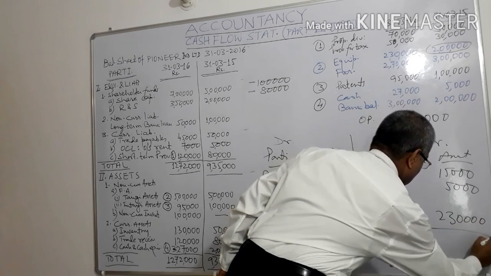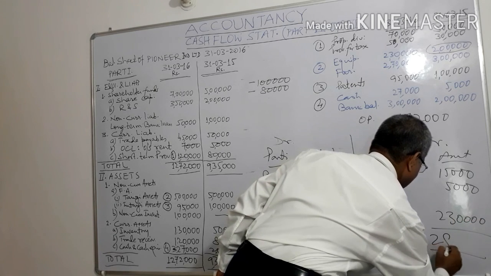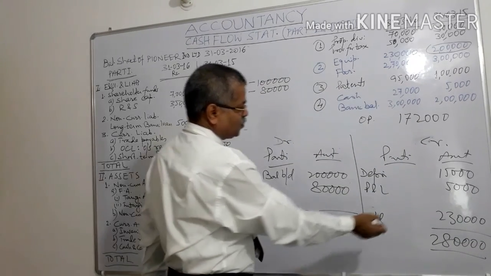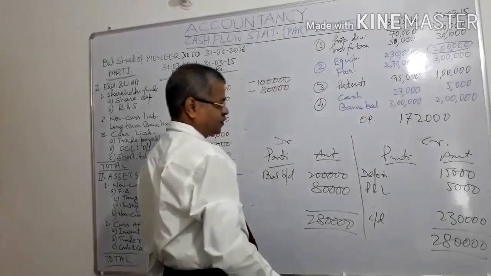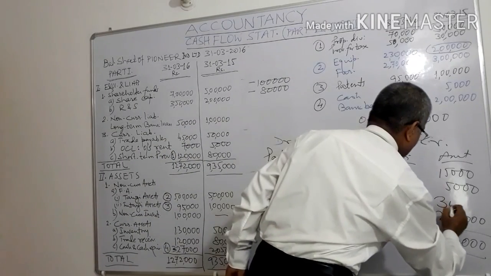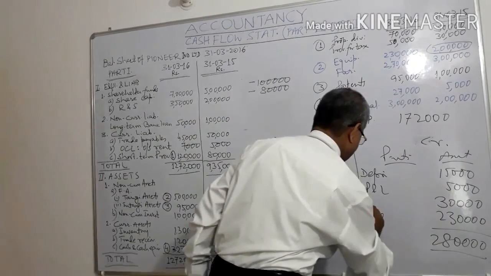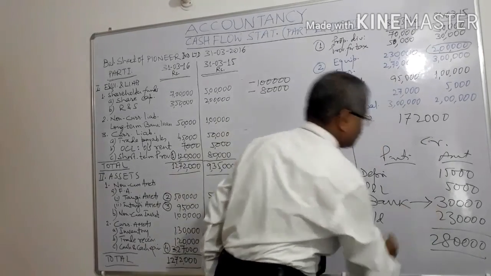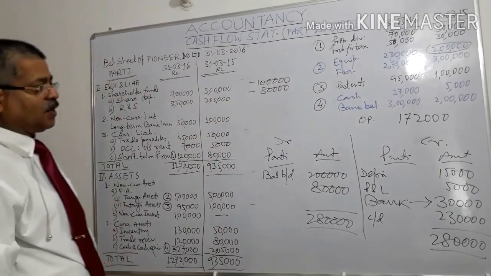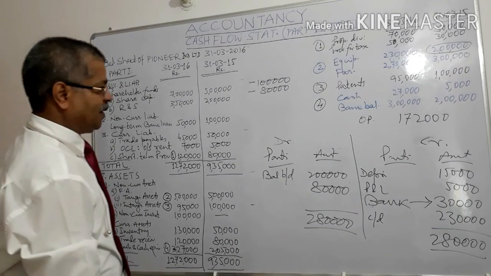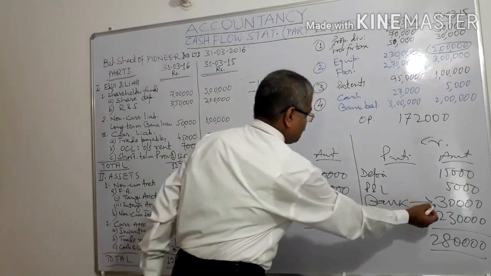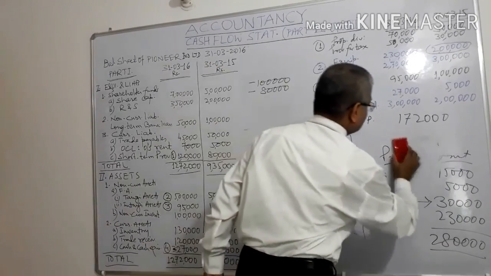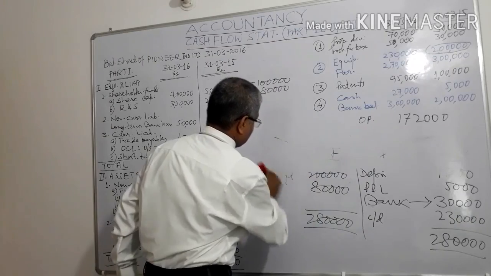230. Total is 280. Because asset and liability need to be equal. So what is the balancing figure here? Balancing figure is 30,000. That is bank. This amount was received in the bank on account of sale of equipment. So equipment amount we got 30,000, and from that shortcut method also we got 30,000, right?